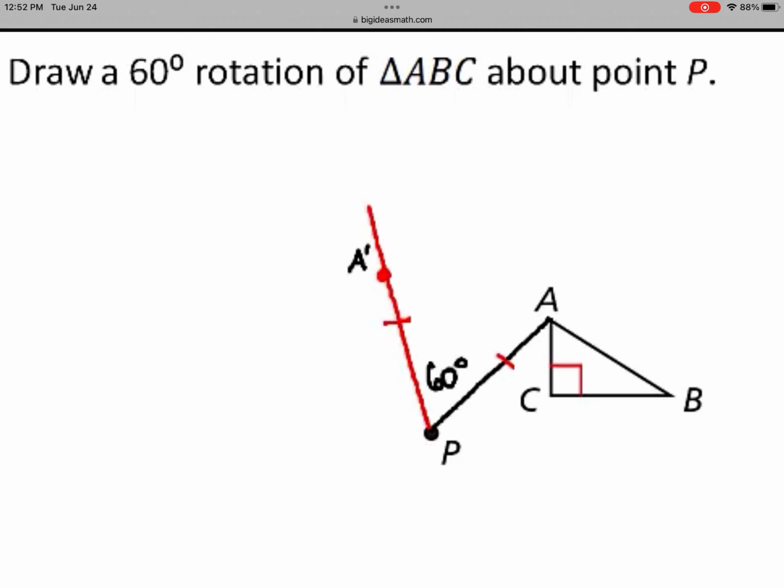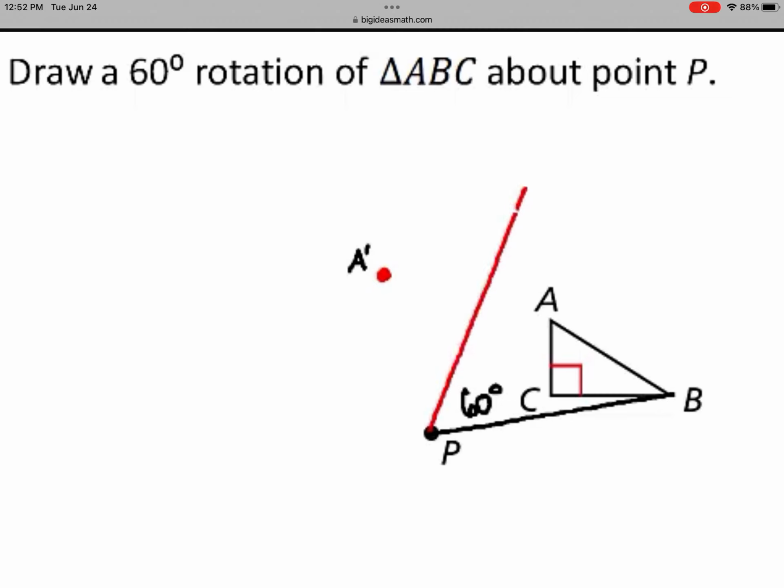Then repeat this process for point B. Draw a segment from P to B. Then use a protractor to draw a ray to form a 60-degree angle with segment PB. Next, draw B' along this ray so that PB' is equal to PB.